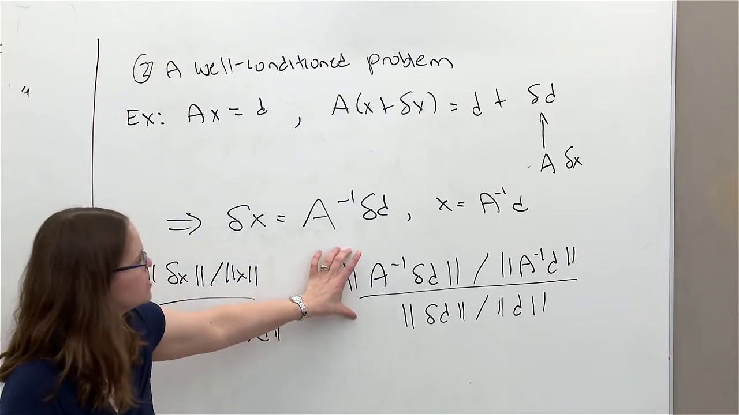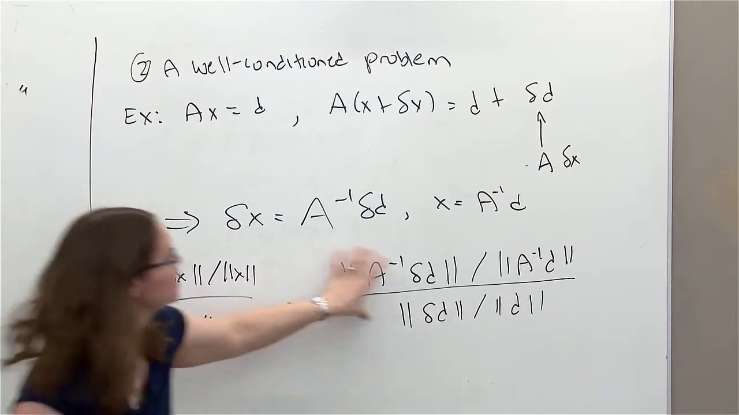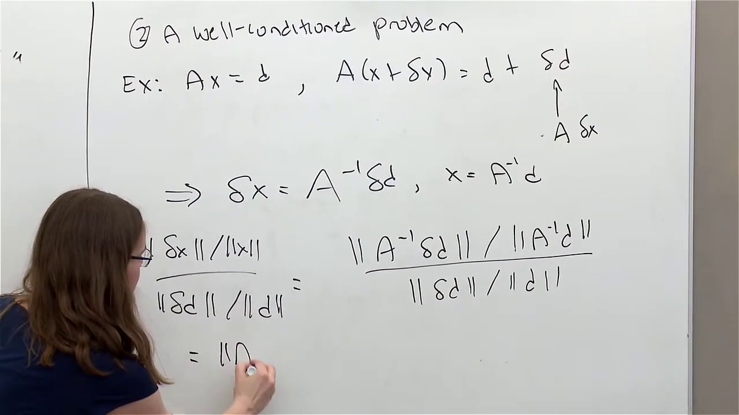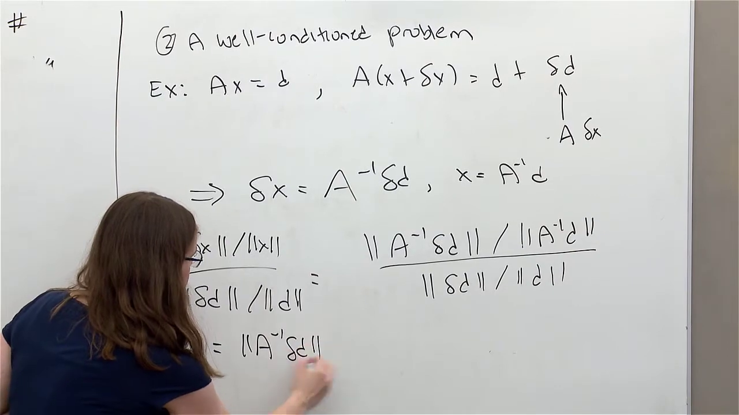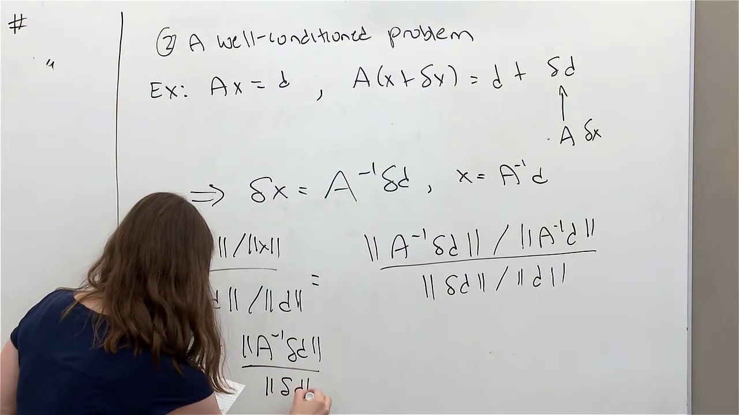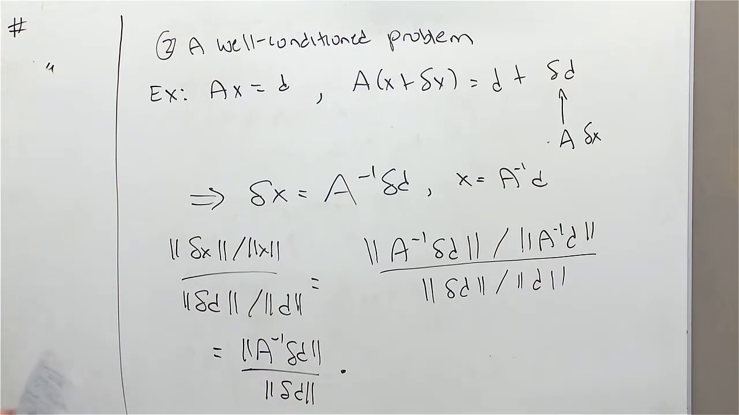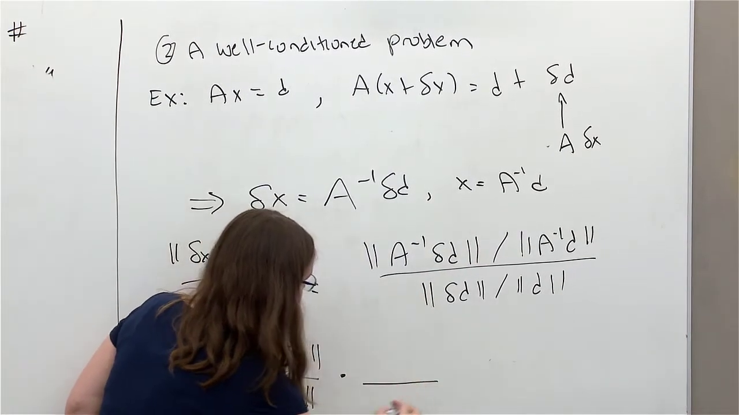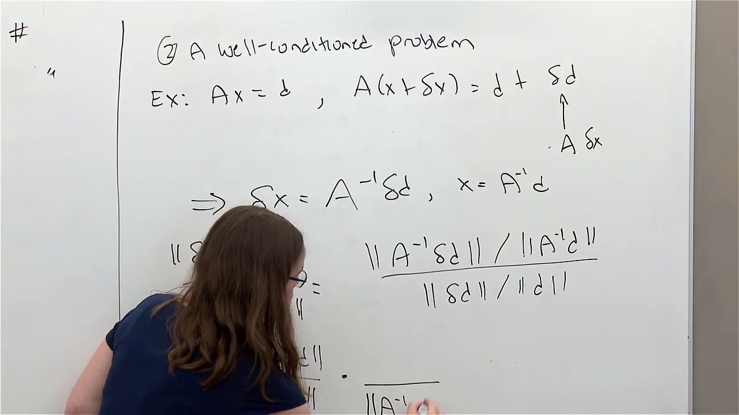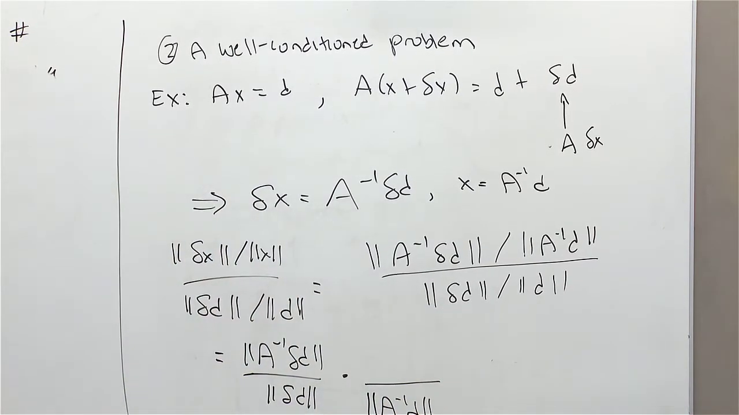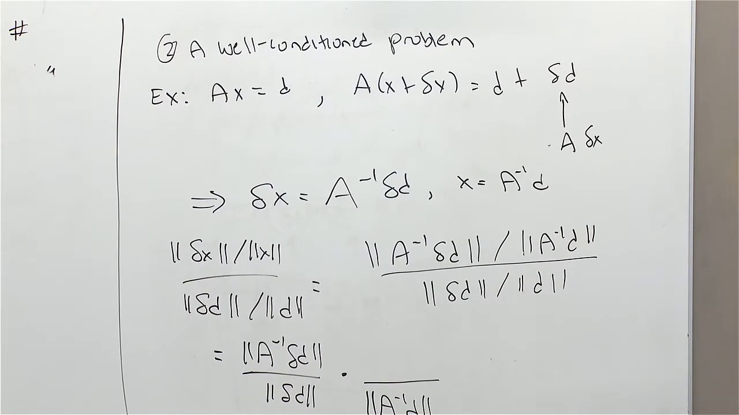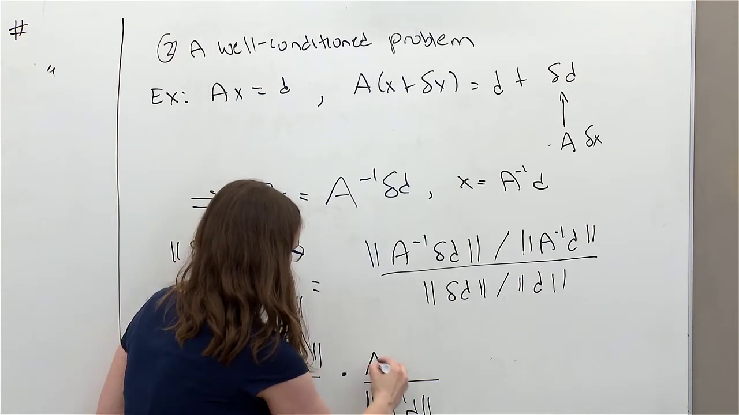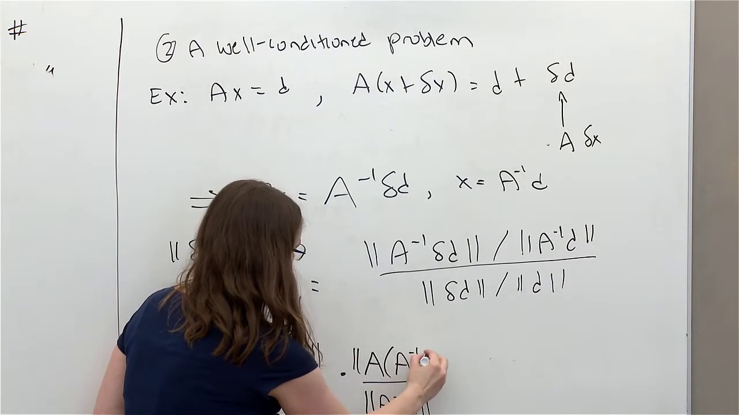Okay, so I have some terms that involve delta D's, and I have some terms that involve D's. If I collect them, I have A inverse of delta D over delta D. This A inverse D is going to come into the denominator. I have a D that's going to come into the numerator. And I'm going to try to write it in a way that's kind of symmetric to this. I'm going to write it as A times A inverse D.